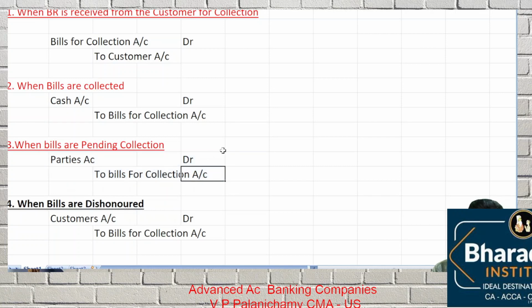So when the bills are pending for collection, party account debit to bills for collection. If the bill is dishonored, customer account debit to bill for collection.